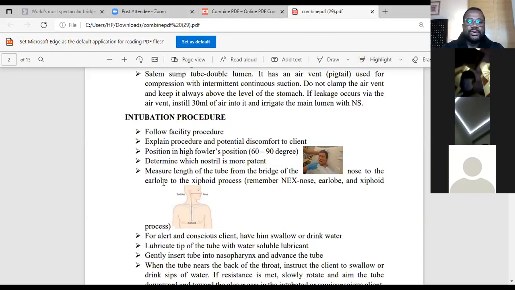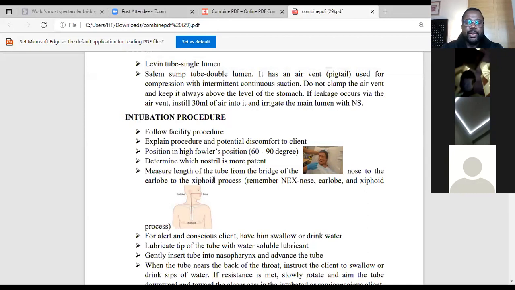So first of all, you need to follow your facility procedure. You have to know that what you read in the books is very important, but you must always follow your facility procedure. That is why when you read in your textbook, they will tell you how a procedure is done, and they go ahead to tell you, follow facility protocol. You must always follow facility protocol.